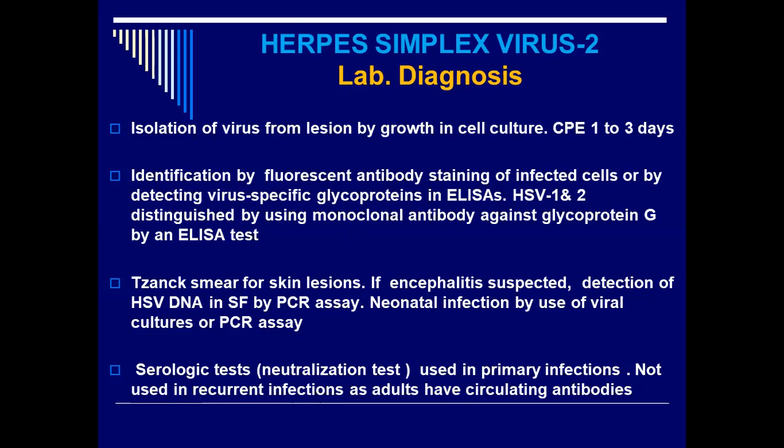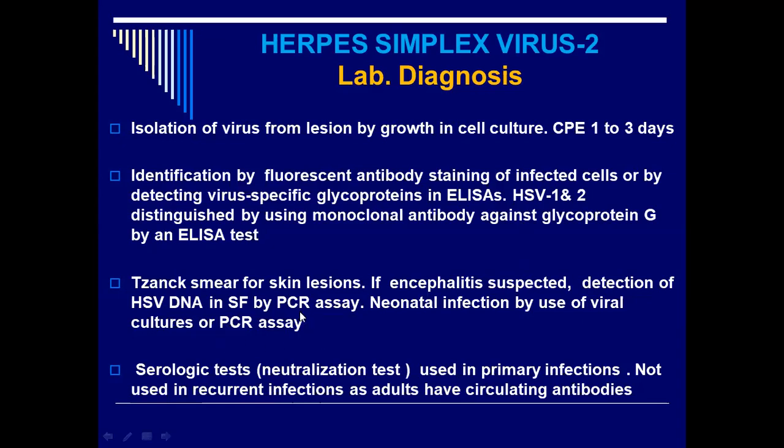If encephalitis is suspected, then the HSV1 DNA can be detected in the cerebrospinal fluid with the help of PCR. So you can take the spinal fluid out, run the PCR, and detect the genome of HSV1 in the spinal fluid. Neonatal infection can also be diagnosed with the help of viral culture. PCR is the most specific and most sensitive, and the preferred method for the detection of viral diseases.